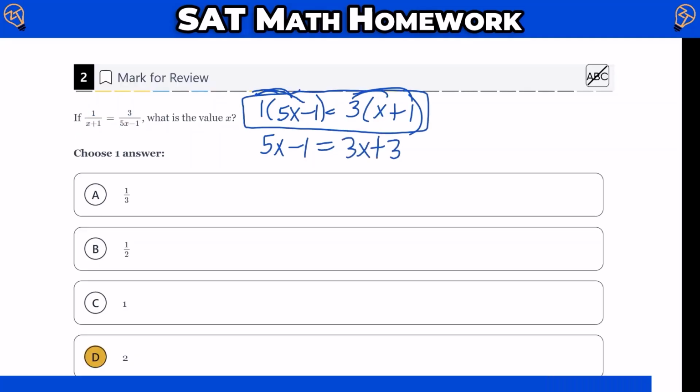So we'll get the x's to one side by subtracting the 3x. We'll add the 1 to the other side, divide both sides by 2, and we get the correct answer is D. But Desmos was a pretty neat way to do it as well.